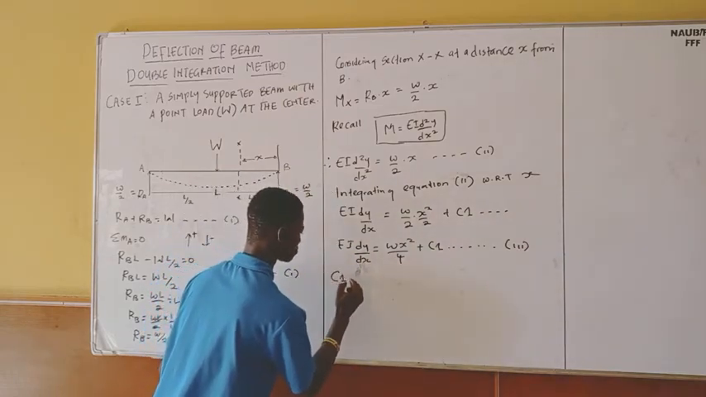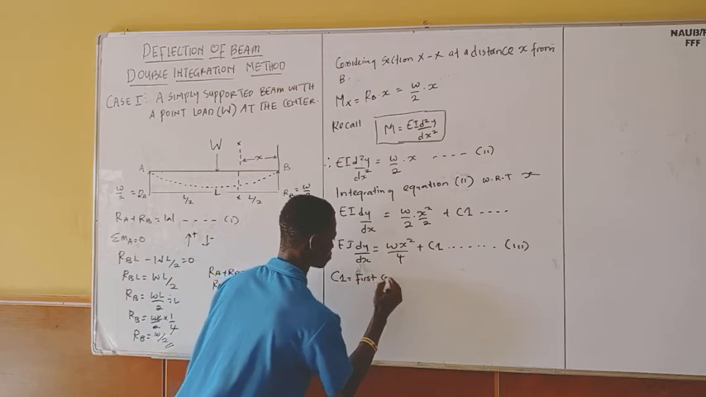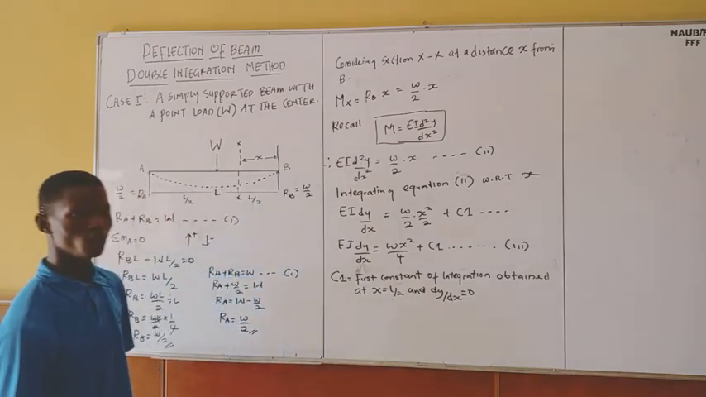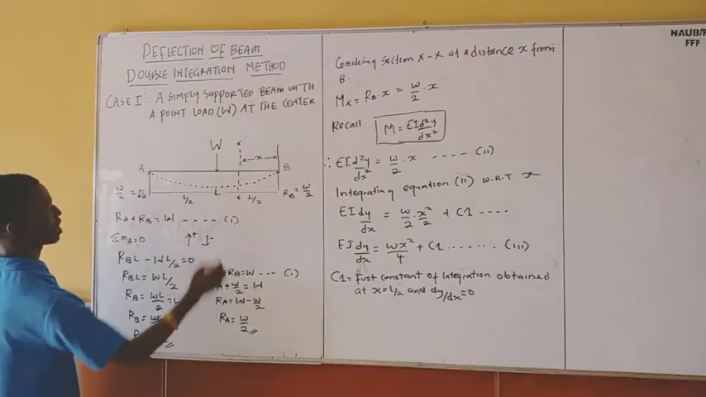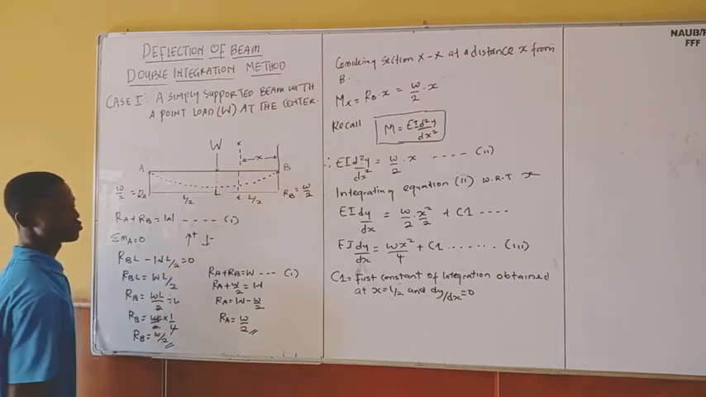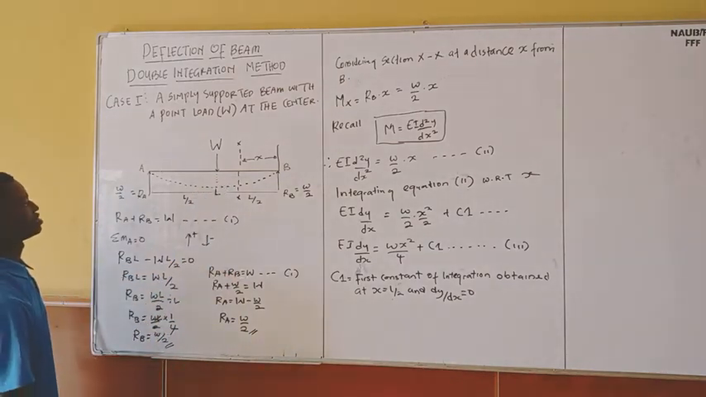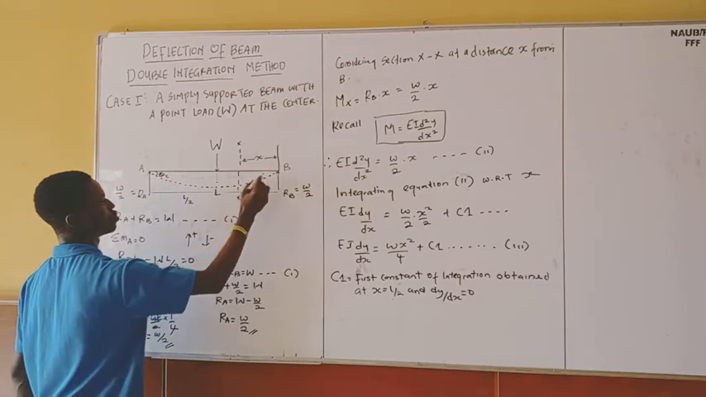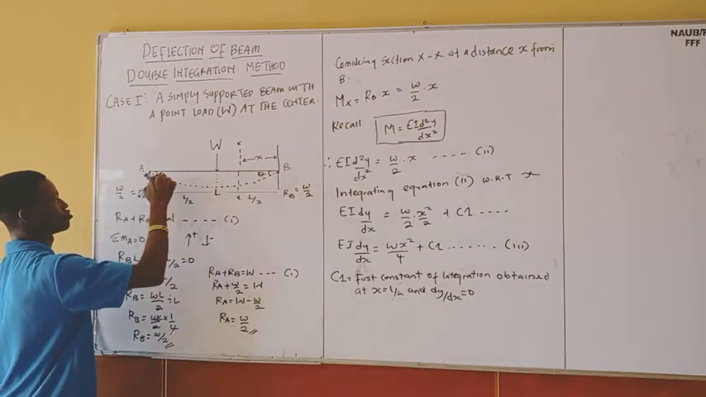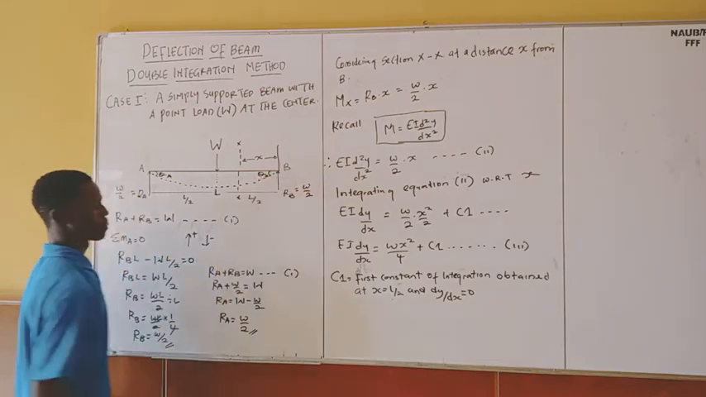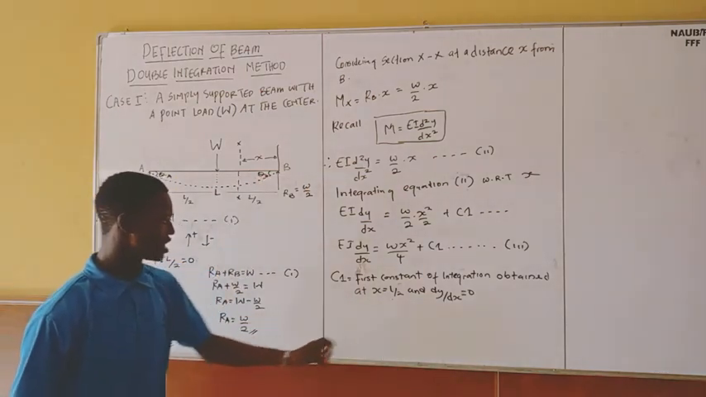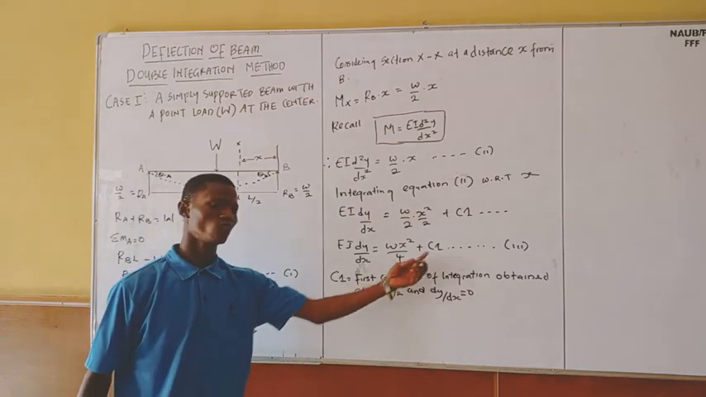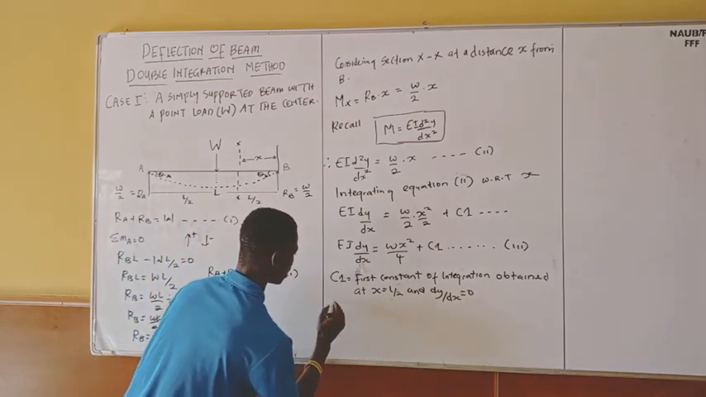So my C1, the first constant of integration, is obtained at x equal to L over 2 and dy dx equals to 0. If you look at this diagram, you can see that I obtain my C1 at this point, because this is the point of x equals L over 2 and dy dx equals to 0. At this point, my dy dx is 0. So this one is A, and this one is B. So what I'm trying to do is that whenever I see x in this equation, I'm going to put L over 2. You understand? So I'm going to have the value for my C1.